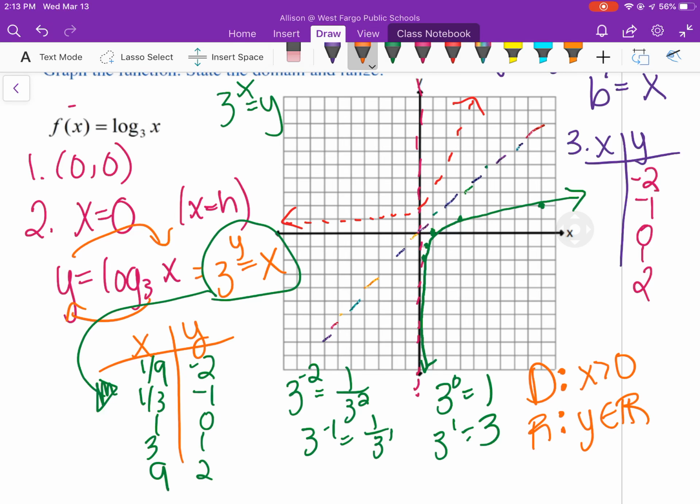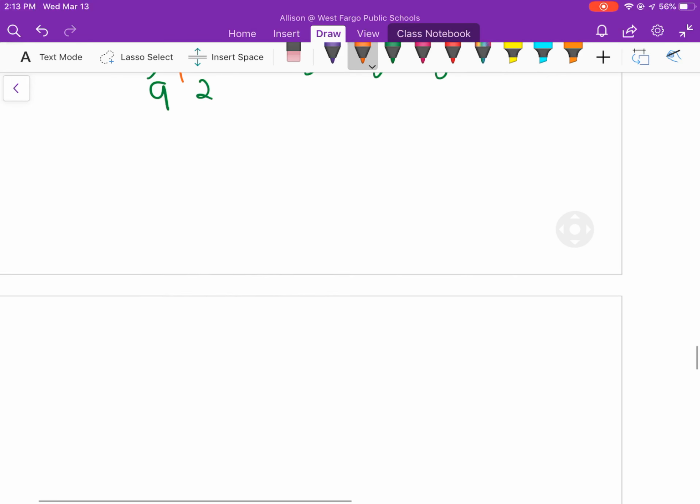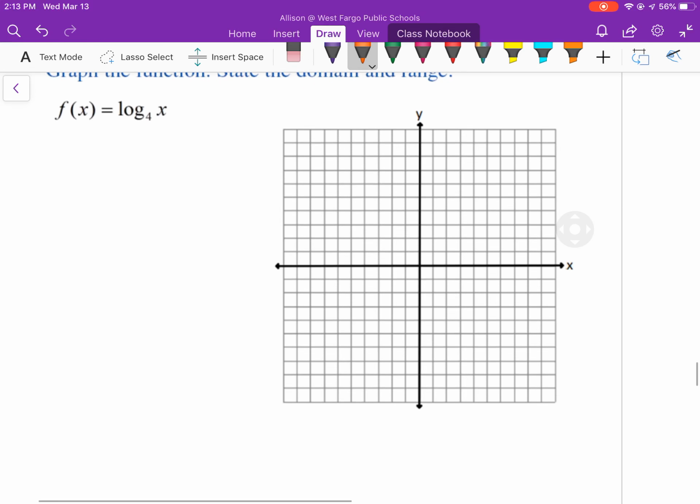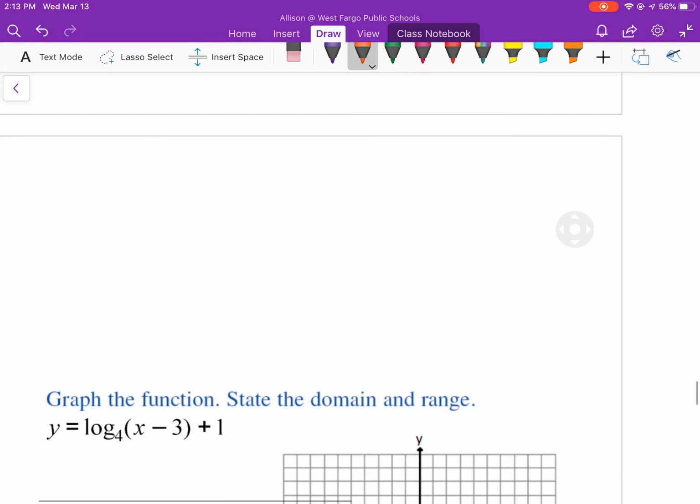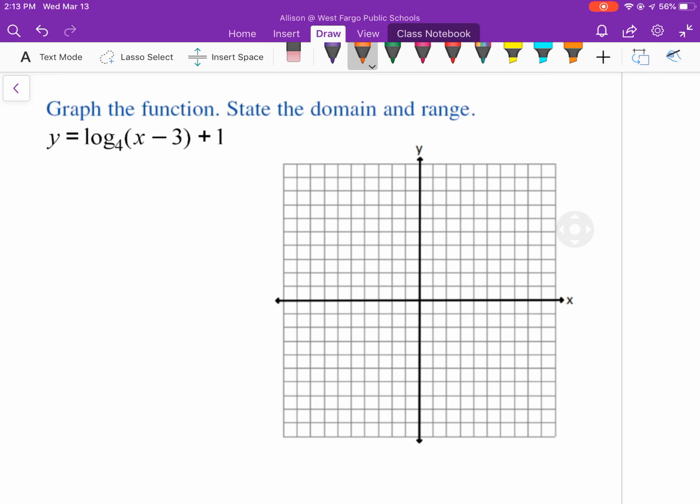And so the function 3 to the x equals y has a domain of all real numbers and y greater than 0 for a range. But this is the inverse, so the domain and range are flipped. So it's going to be similar to what you did with graphing. That one's very similar to the last one, so I'm going to go down to do one that has a shift.